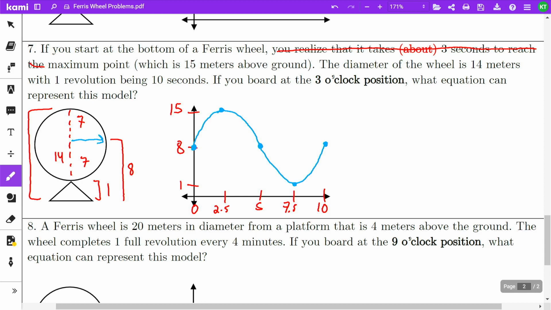So we'll start here. y equals our amplitude. My amplitude here is going to be 7, my radius, times sine. Now let's figure out what my b value is for this one. So this time I'll do 2 pi divided by 10, which is pi over 5. So I'll have pi over 5 x plus my midline, which is 8.